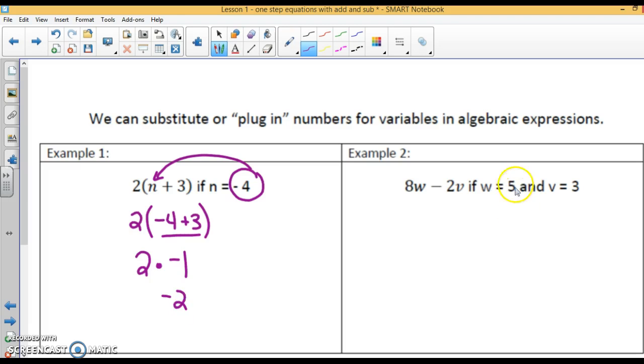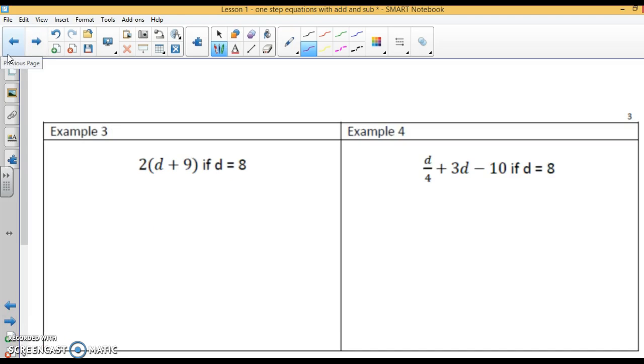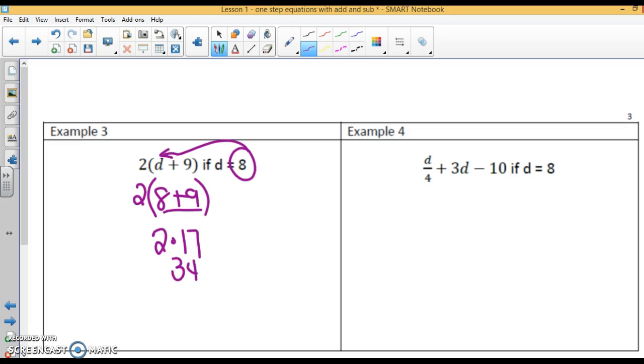Now, over here, I'm going to substitute 5 for W and 3 for B. So I'm going to have 8 times, and you need to put your little dot, W, which is 5, minus 2 times B, which is 3. Order of operations, multiply first, so 40 minus 6, which is 34. All right, let's substitute 8 for D. So 2 times the quantity, 8 plus 9. Well, order of operations, so 2 times 17 is 34.